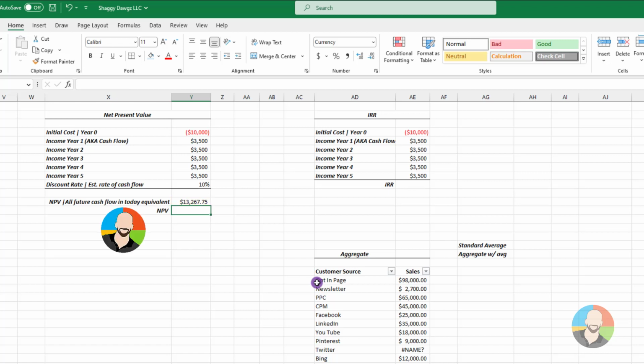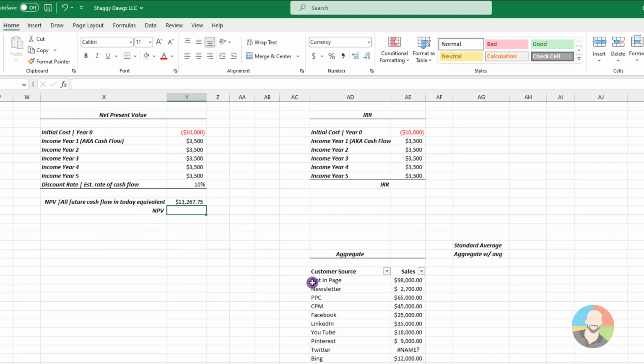So what Excel is telling us, based off all the numbers that we provided, is that the investment is worth $13,000 in today's money. But we're not done yet because we have not calculated the official NPV. To do that, we have to subtract out the initial investment of $10,000. So we'll do that. And it looks like the official NPV is roughly $3,000.